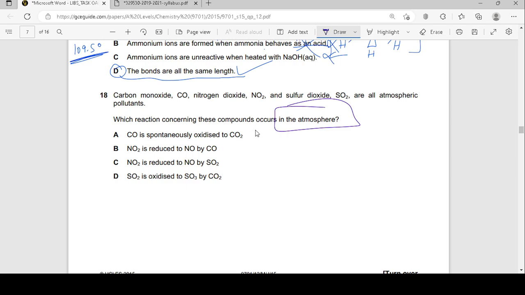Okay, so CO is spontaneously oxidized to CO2. I have a feeling that's wrong, because otherwise I would be so concerned about carbon monoxide poisoning and all that stuff, right? NO2 is reduced to NO by CO. That occurs in a catalytic converter. I don't think it occurs naturally. NO2 is reduced to NO by SO2.